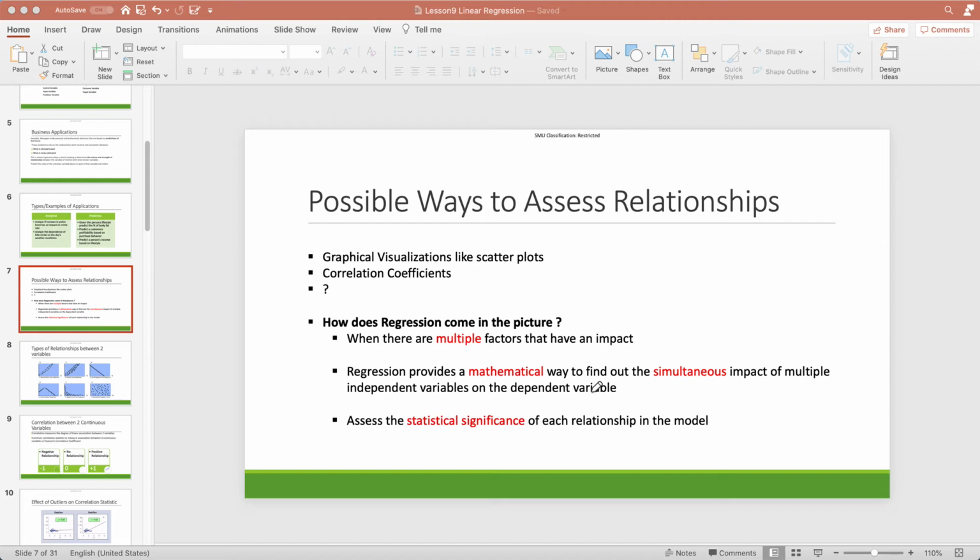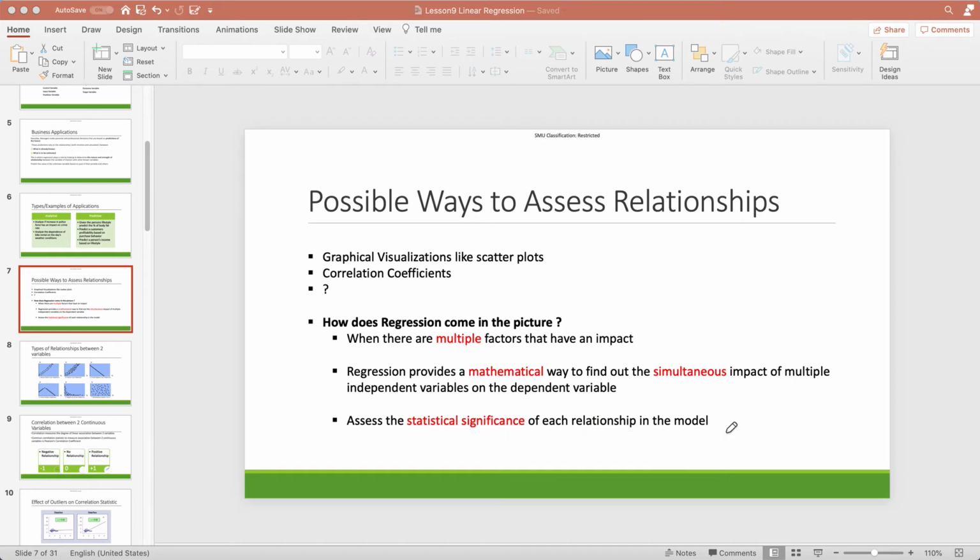This is very important as well, because in real world situations, very often there are multiple factors that impact a phenomena simultaneously, and regression can help you do that. The third thing is that it helps you assess the statistical significance of each relationship. This is a very important point.